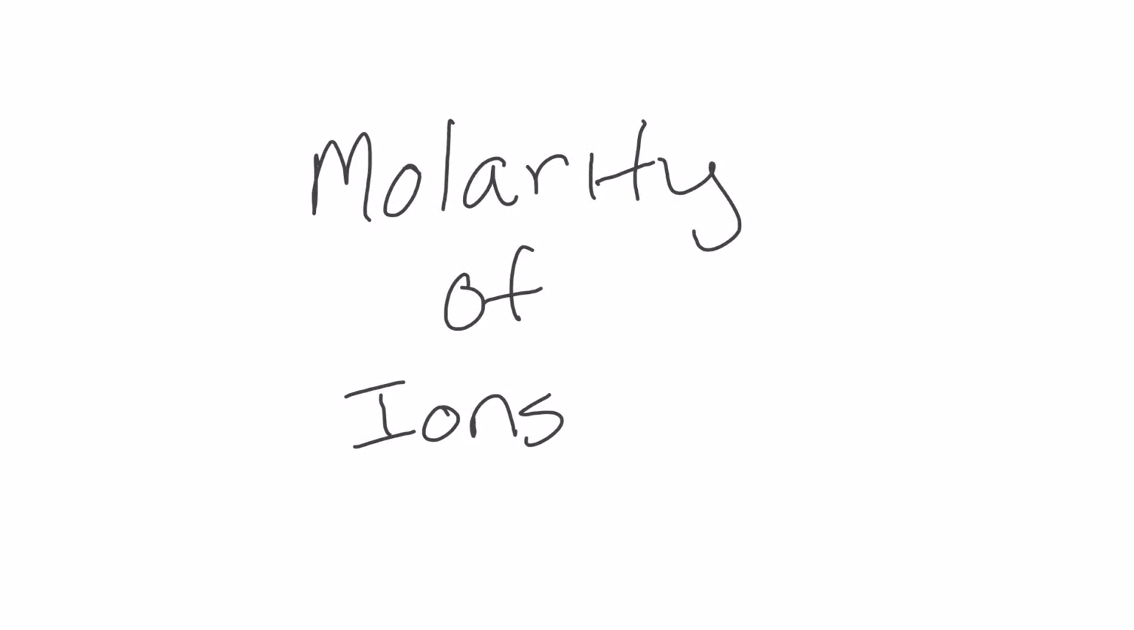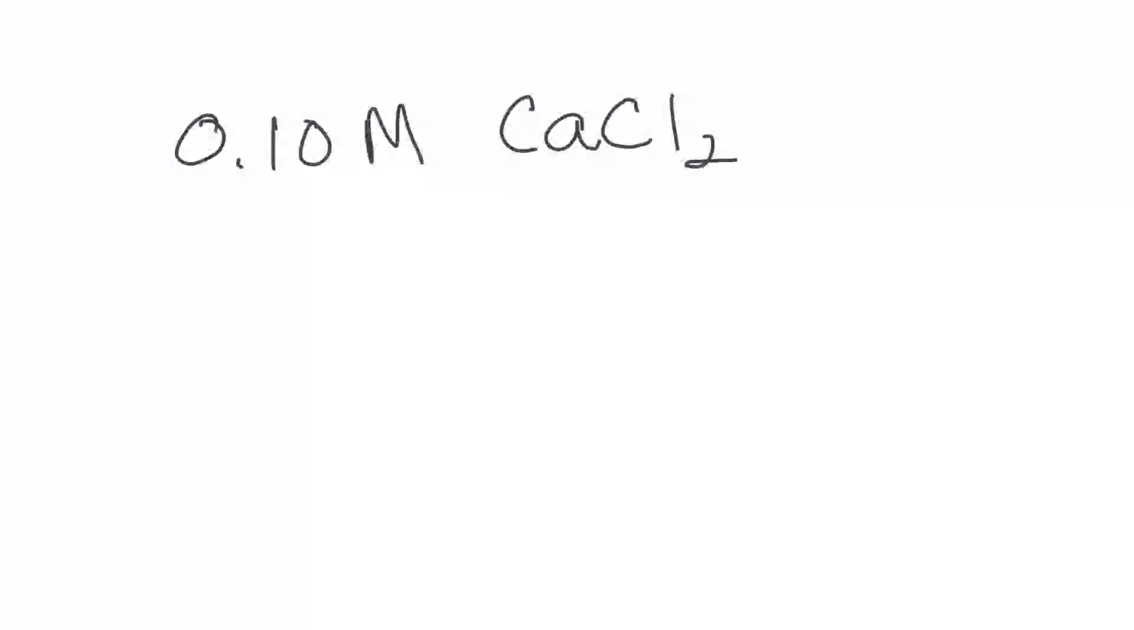Today's lesson is on the molarity of ions. Back in the lab, we have these little dropper bottles and they all have labels on them that include the molarity, like 0.10 molar. That's the molarity of a lot of our dropper bottles. And it also tells you a chemical, calcium chloride.